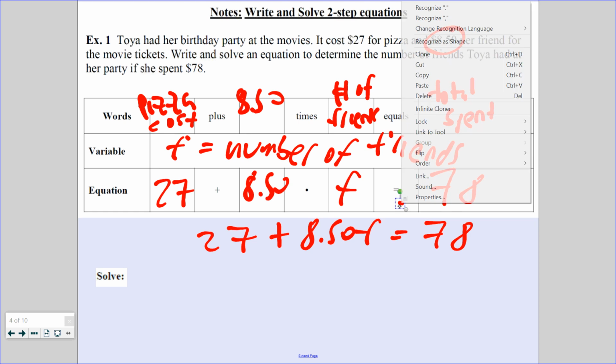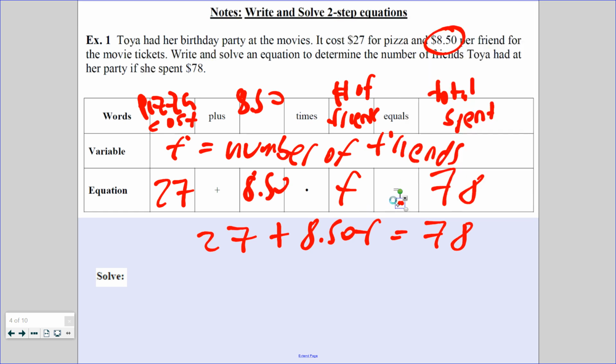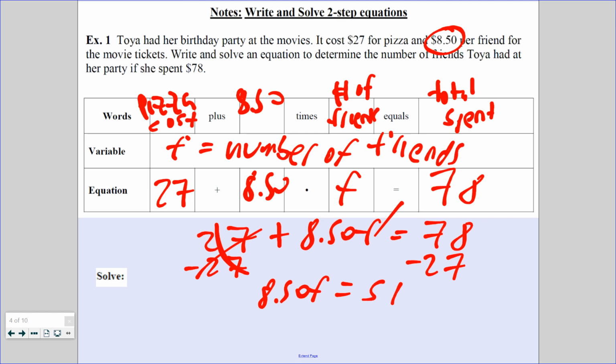Now let's solve this. It's time to solve this two-step equation. What is the inverse operation? I need to isolate F. The inverse of plus 27 is minus 27. This zero pairs out, so it's 8.50F equals 78 minus 27, which is 51. So I need to isolate F. What's the inverse operation of multiply? Divide. So I need to divide by 8.50.